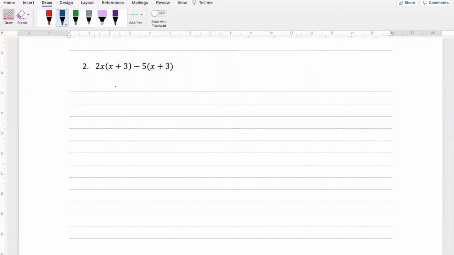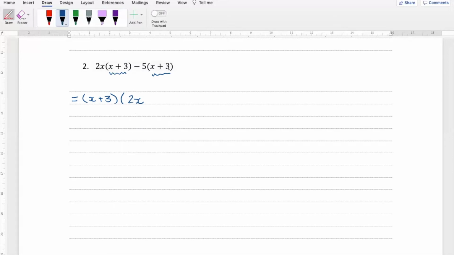Example 2 says 2x times (x + 3) minus 5 times (x + 3). Once again, we can see that (x + 3) is the same for both of them. So I'm going to take that out as my common factor. Keep it in its brackets, don't forget. Once you've taken out your common factor, you open up brackets. And now we can say, if I get rid of this (x + 3), what's left over in this first term? 2x. Technically, what I'm doing is I'm dividing this whole term by (x + 3). My (x + 3)s are canceling out, and I'm being left with a 2x.